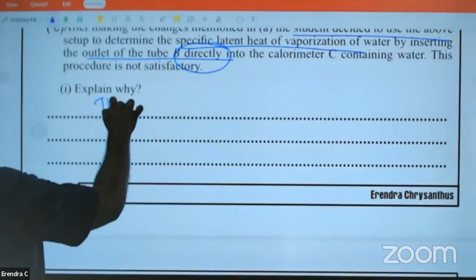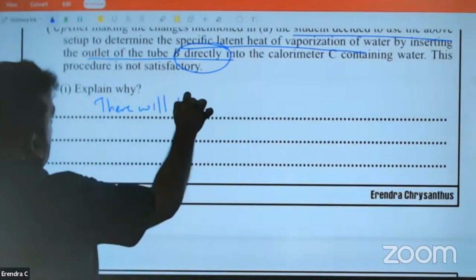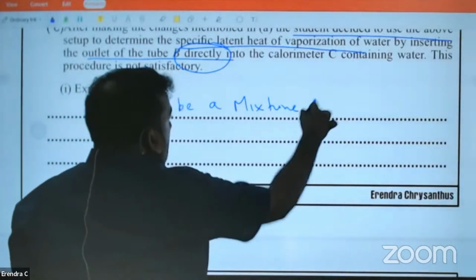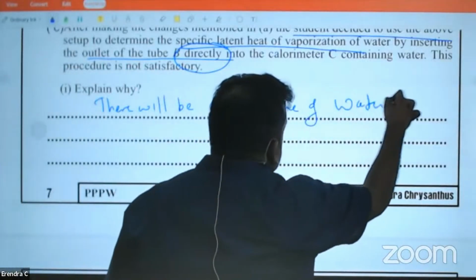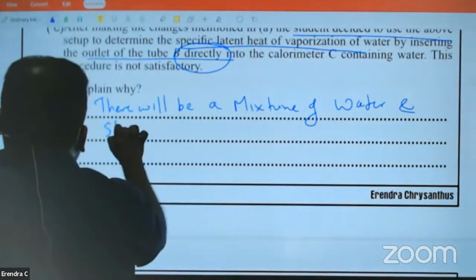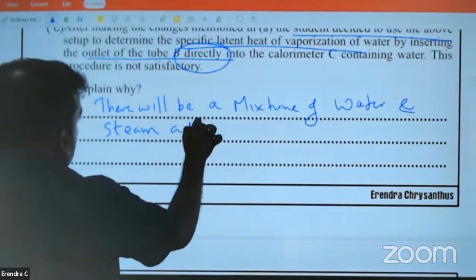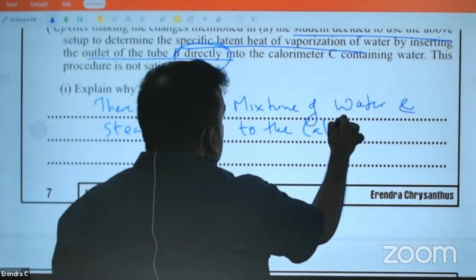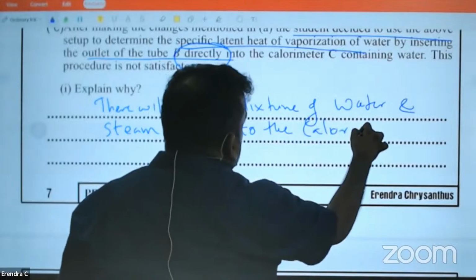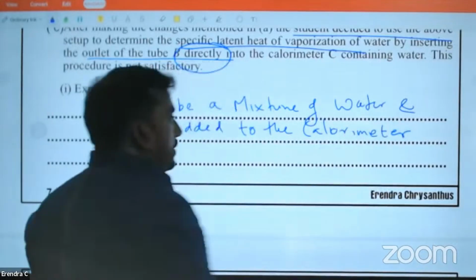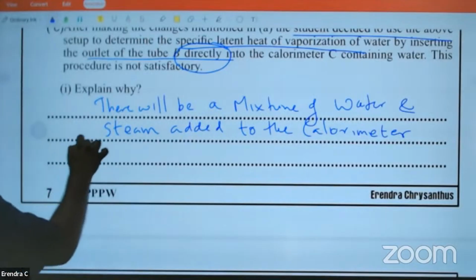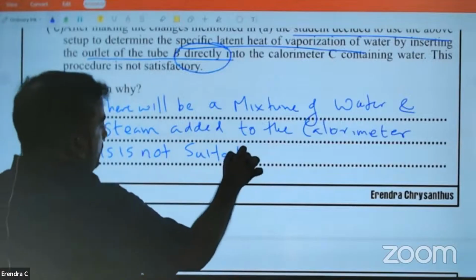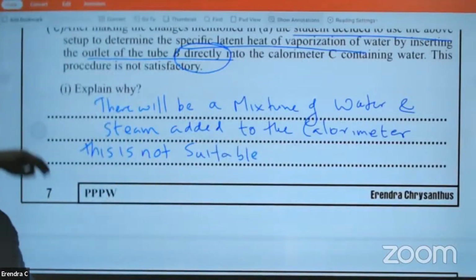There will be a mixture of water and steam added to the calorimeter. This is not suitable.